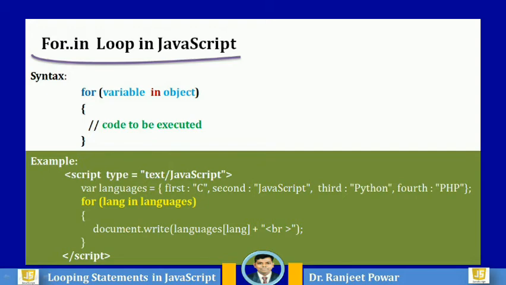Here, languages defines an object, and first, second, third, fourth are the properties, and C, JavaScript, Python and PHP are the values associated with the properties respectively. And here the for in loop prints the values of each property of the languages object on the web page. This will be more clear after learning objects in JavaScript. But this loop is seen to be very useful while working with objects.